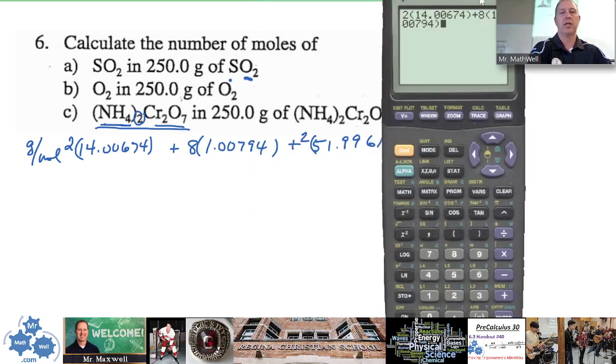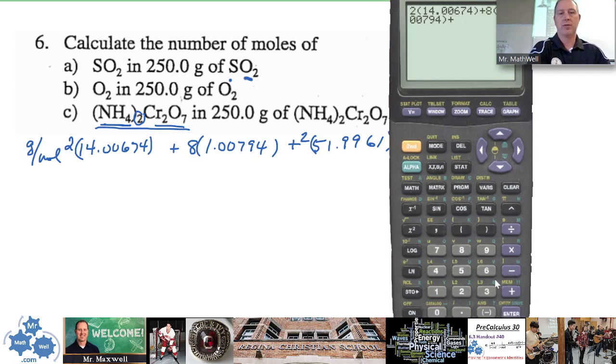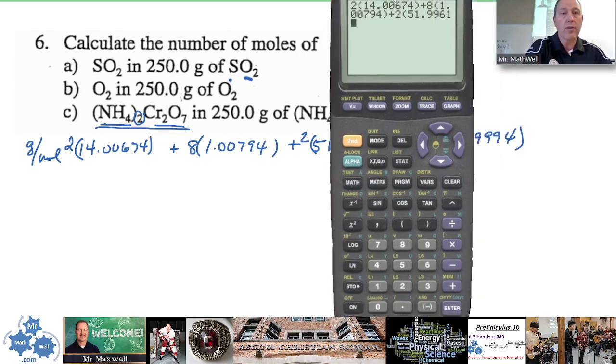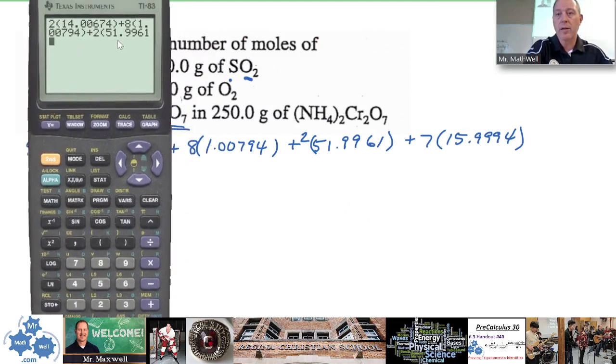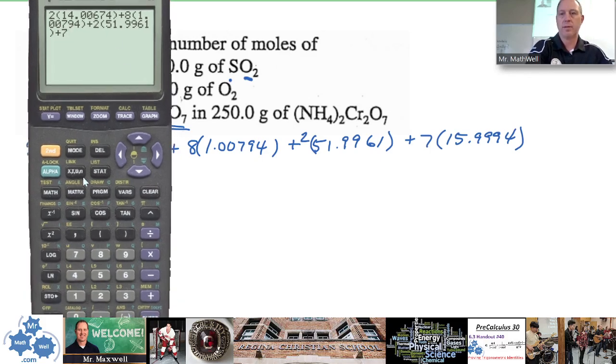Just makes things a little bit easier. Plus 2 times 51.9961. So make sure all these are hitting all these buttons correctly. Okay, bracket. Plus 7 times our mass for oxygen.